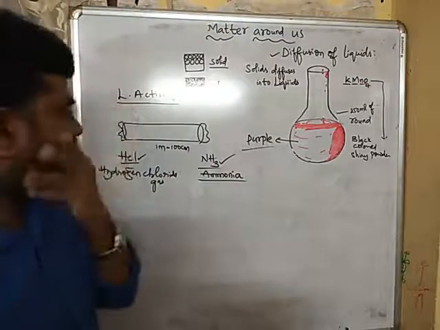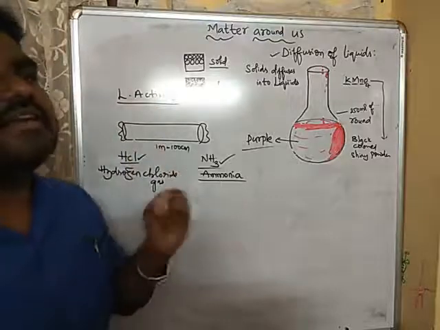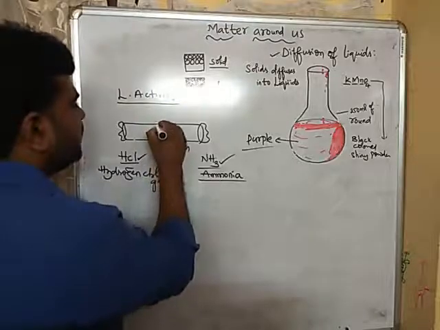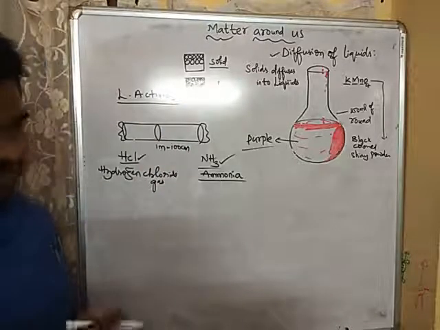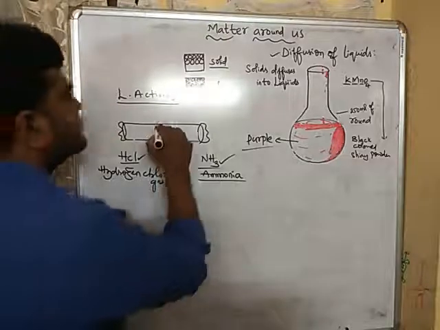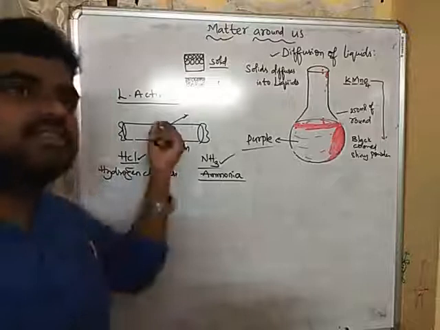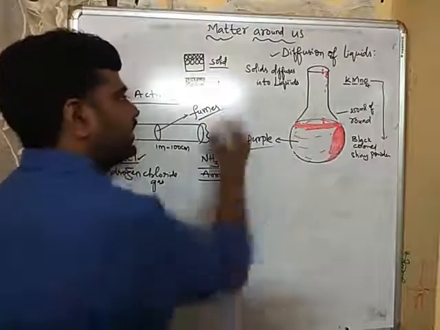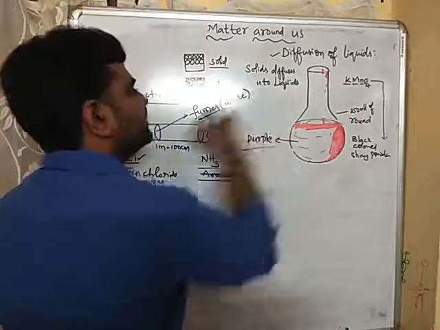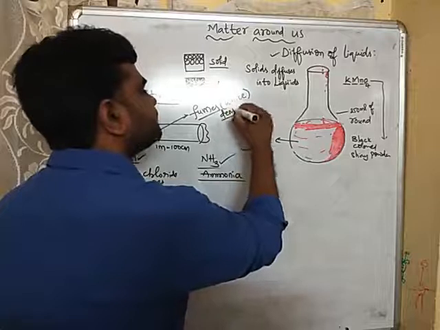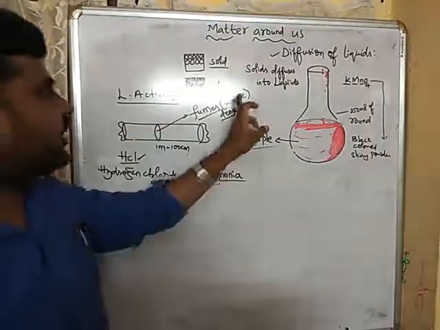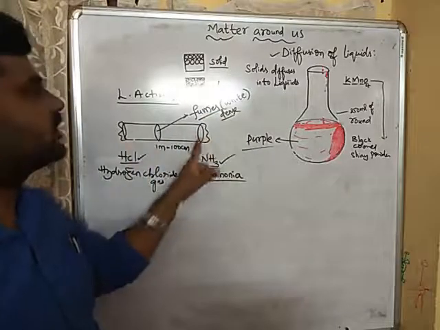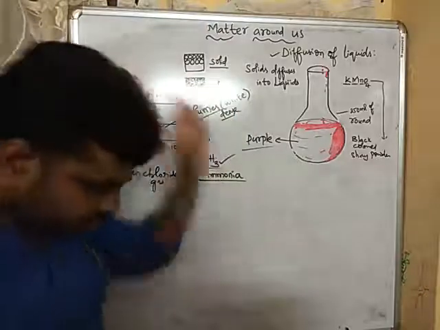So what is going to happen? After a certain time or few seconds, you can see a circle. What is this circle? It is like fumes. The color of this fume is white and it is very dense. That means, what is the observation? White dense fumes, a ring like structure is forming in between these two cotton plugs.